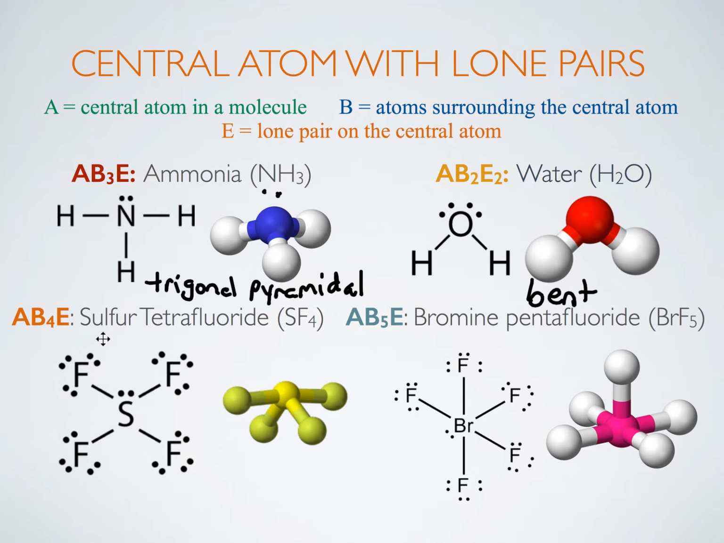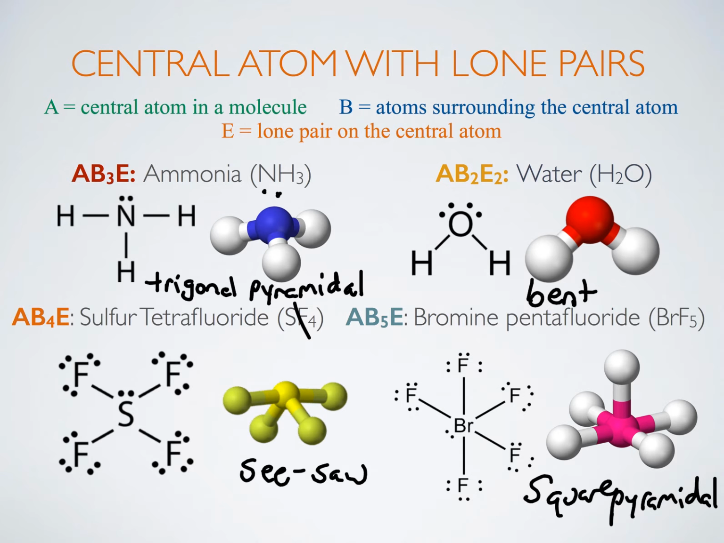All right, over here we have sulfur tetrafluoride. So we have 4 bonds coming off of that central atom, and we also have 1 lone pair. And with our final compound, we have bromine pentafluoride that has 5 bonds. We have 1, 2, 3, 4, 5, and the 1 lone pair. So this one's going to end up being square pyramidal. And this one is seesaw.